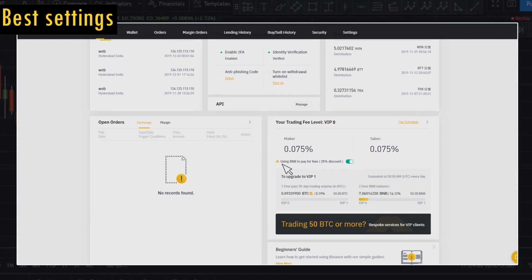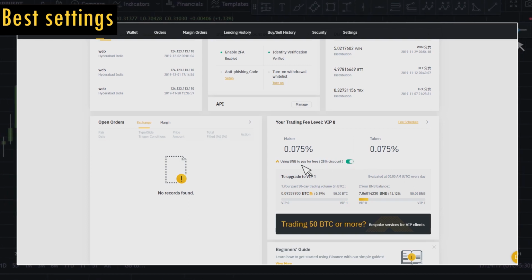So to use this option, you should have some BNB in your account. If you decide to pay your fees using BNB coins, then you get a 25% discount in your trading fees. So instead of 0.1%, your trading fees come down to 0.075%. So you can save 25% in your trading fees by enabling this option.